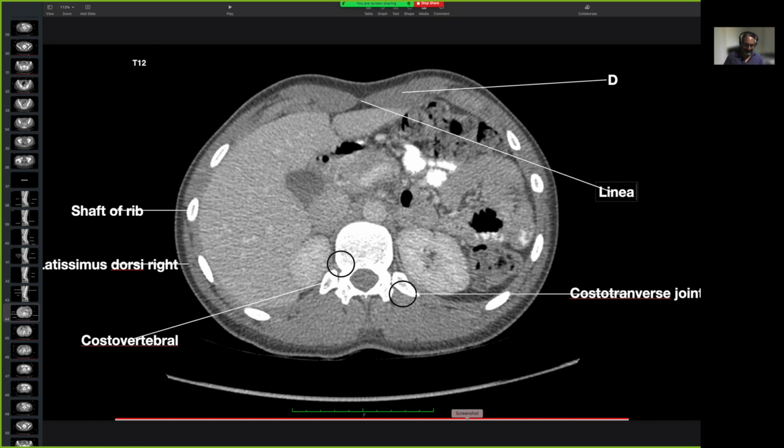Correct. And D. Nope. Muscle. The six-pack muscle. Rectus abdominis. No, that's right. And there you go. Well done. Next one.